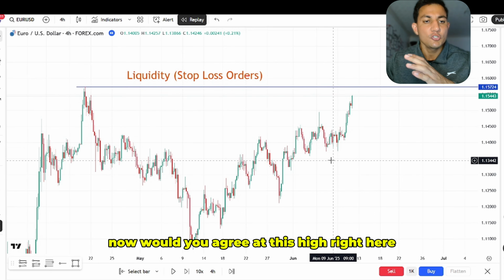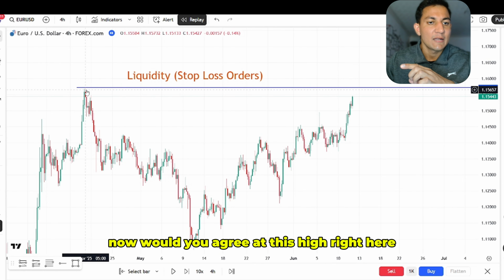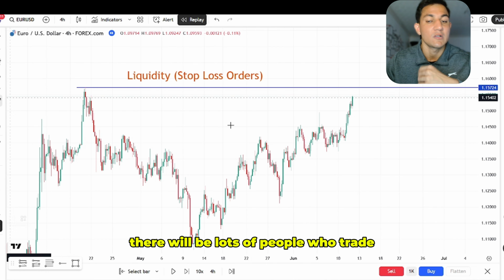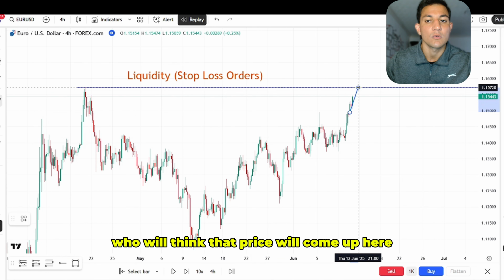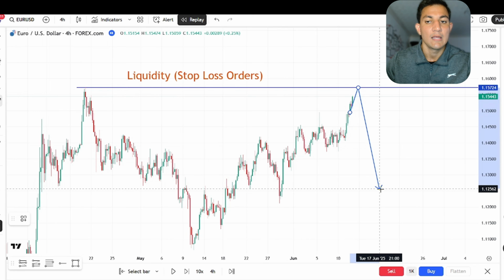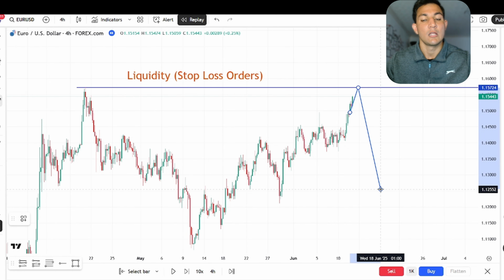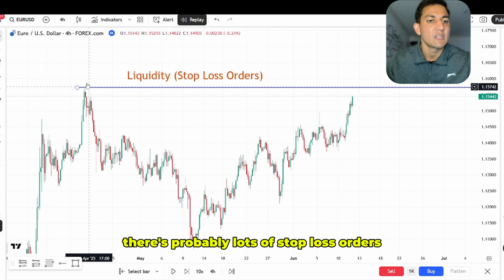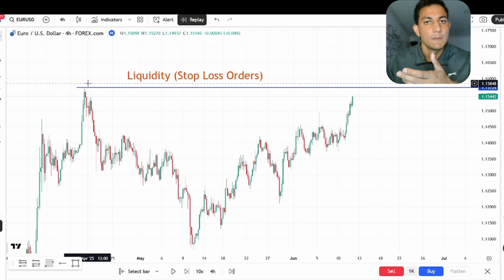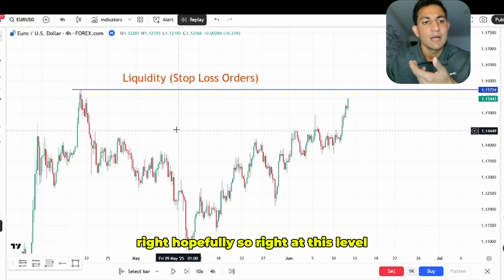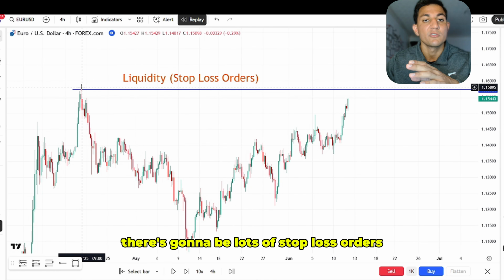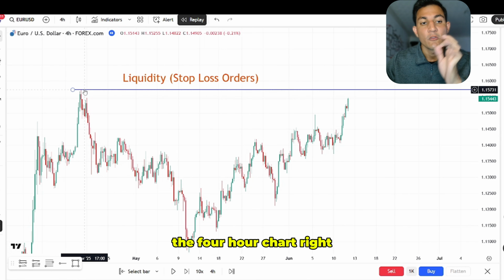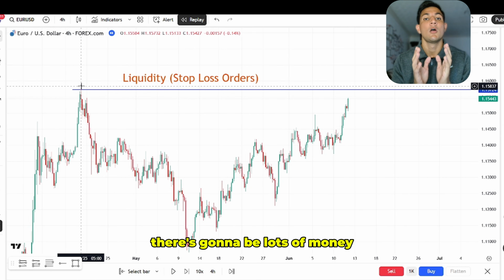Now, would you agree at this high right here, there would be lots of stop loss orders? There will be lots of people who trade support and resistance who will think that price will come up to this level and then bounce off and reverse. Would you agree at this level there's probably lots of stop loss orders? Hopefully so, right? At this level there's going to be lots of stop loss orders on the 4-hour chart, not on the 5-minute chart. There's going to be lots of money.